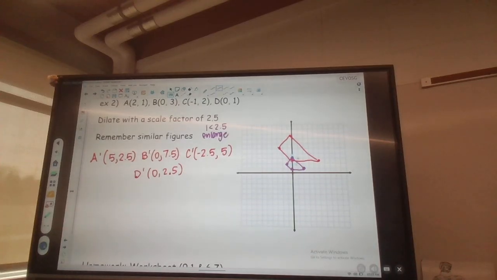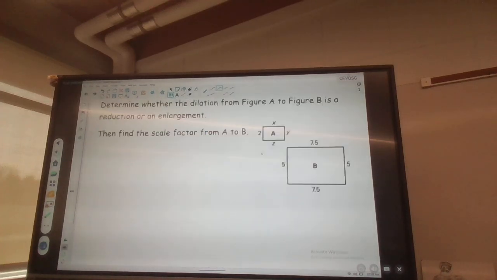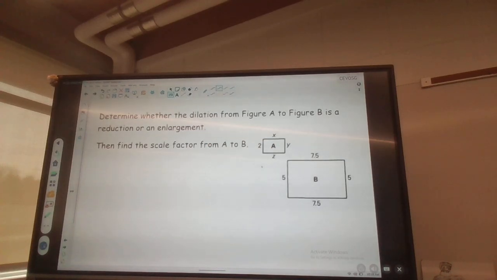So the next question is asking us if something is an enlargement or reduction. They give you the drawing already, and then they ask you to find the scale factor. This actually takes us back a few chapters when we were doing scale factor. So not a bad thing for us to review. So A to B. Now, this should be something you should be able to eyeball. If I'm going from A to B, is it getting bigger or is it getting smaller? A is smaller than B, so that means it's an enlargement. So this is bigger.